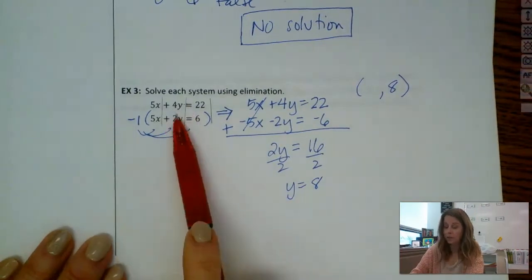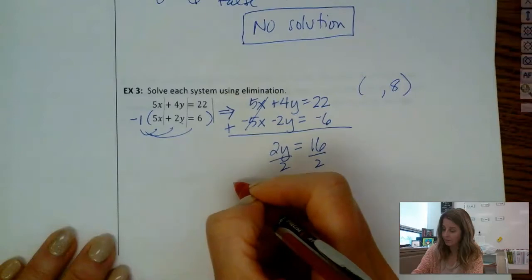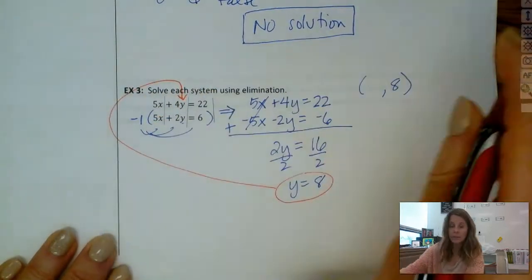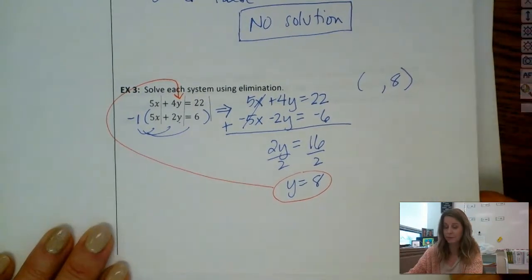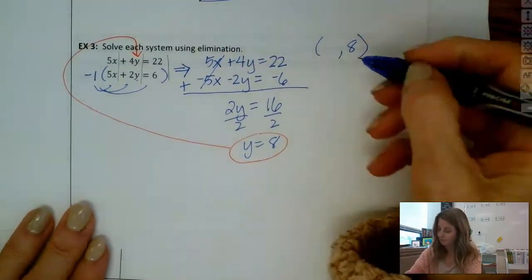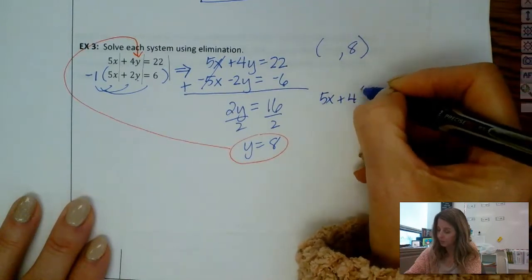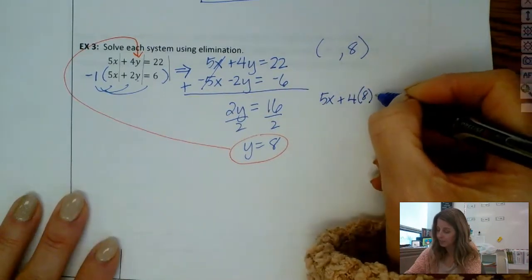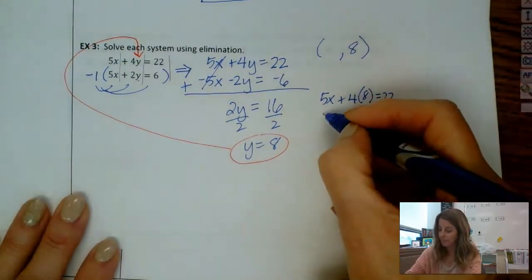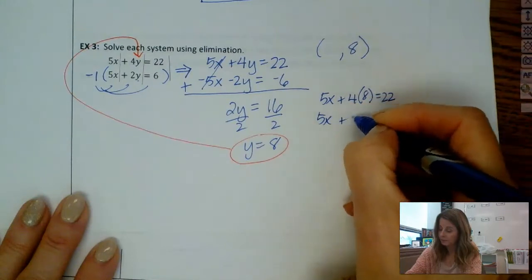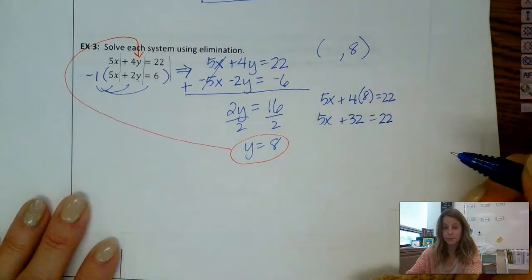So I like to go back to the original equations, and I'm just going to take my 8 and plug it into the first one. You can certainly plug it into the second. I'm just picking the first one for no particular reason. Okay, I'm going to do 5x plus 4 times y, which is 8, equals 22. So we plug in and we simplify. So 5x plus 32 is 22.